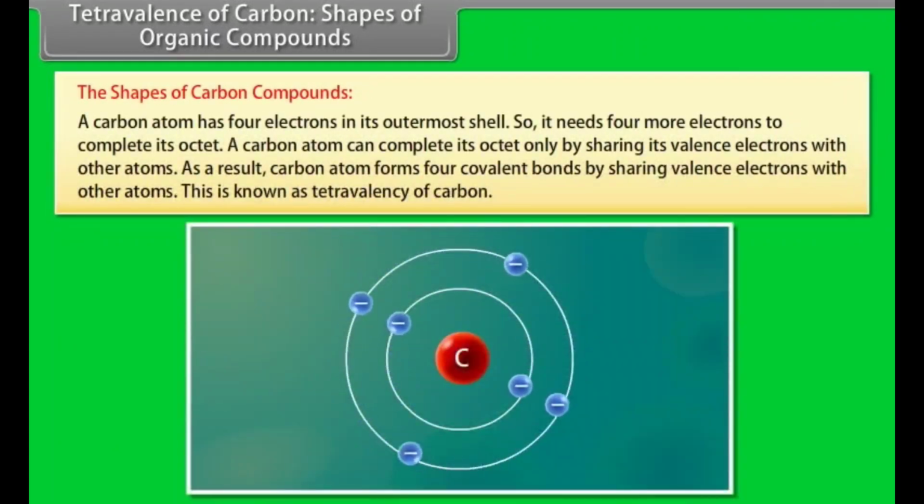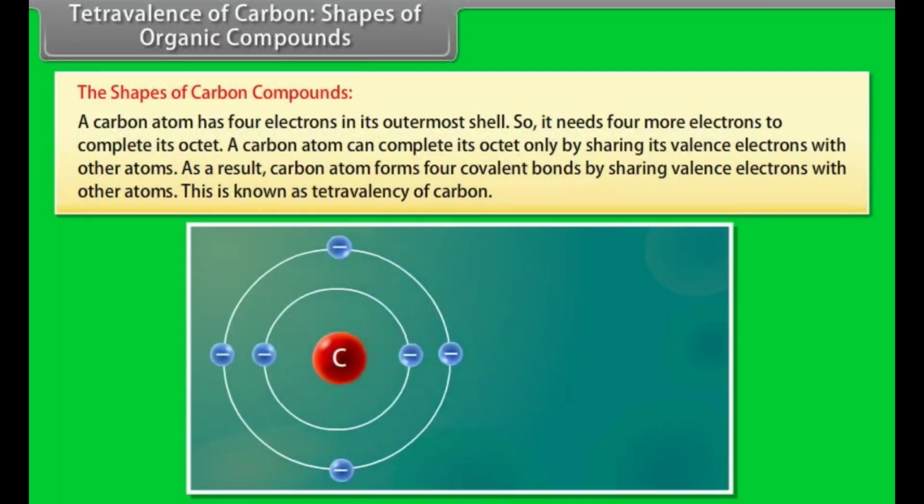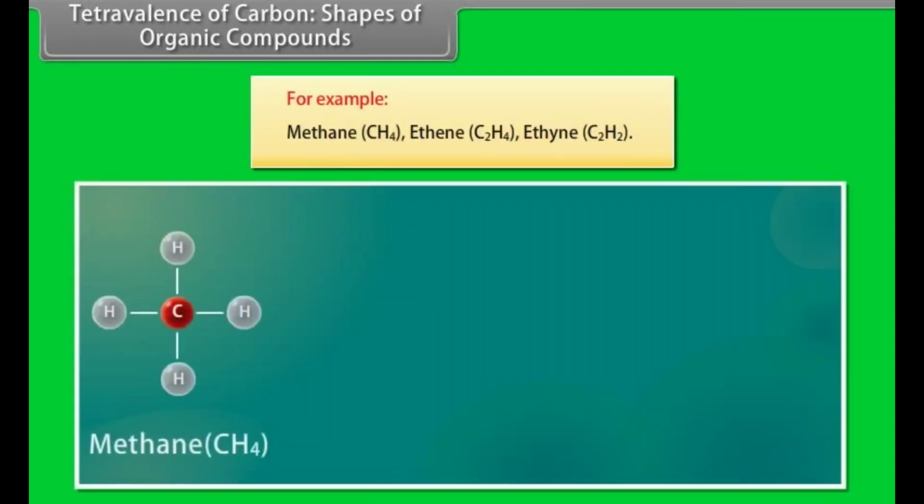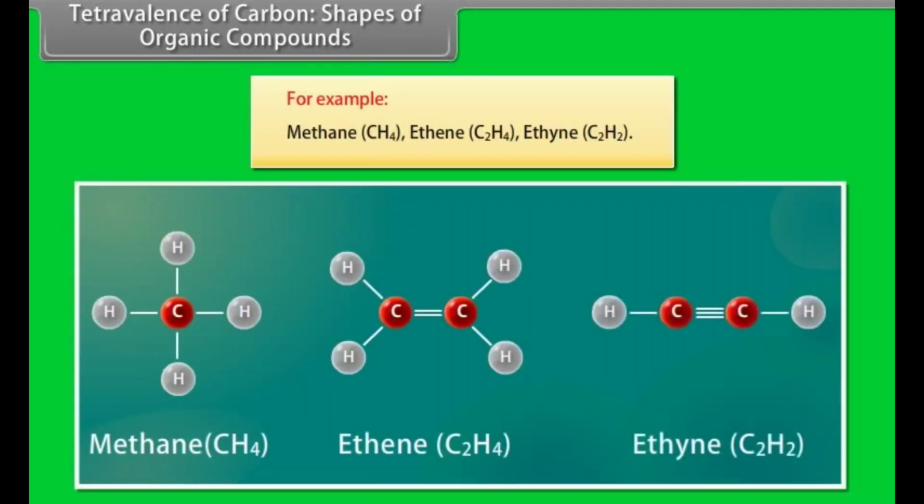A carbon atom has 4 electrons in its outermost shell, so it needs 4 more electrons to complete its octet. A carbon atom can complete its octet only by sharing its valence electrons with other atoms. As a result, the carbon atom forms 4 covalent bonds by sharing valence electrons with other atoms. This is known as tetravalency of carbon. For example, methane, ethene, ethyne.